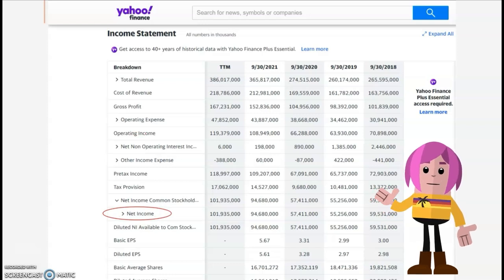Feel free to visit the Yahoo Finance website and explore the financial statements of the many companies.